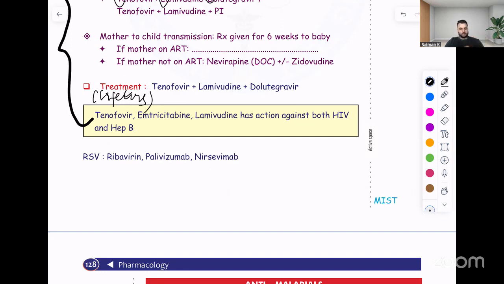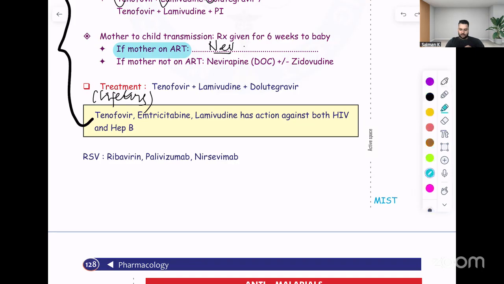Next is this. Imagine mother to child transmission. Mother is having HIV. I don't want this to come to the children, right? So how can I do that? First, check if the mother is already taking treatment or not. If mother is on the treatment, good news. Virus is already less in the body, so less chance of transmission. I will only give nevirapine as the drug of choice. And this is given for 6 weeks to the baby.